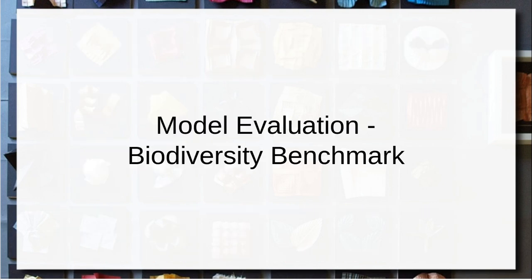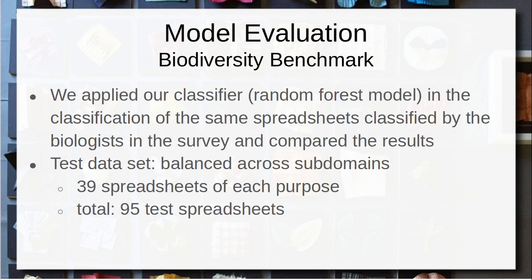And then we used this benchmark to evaluate our model. So what we did, we applied our classifier, the random forest model, in the classification of the same spreadsheets that were classified by biologists in the survey, and we compared the results. So the test data set applied in this evaluation was balanced across subdomains. It was 39 spreadsheets of each purpose in a total of 195 test spreadsheets.